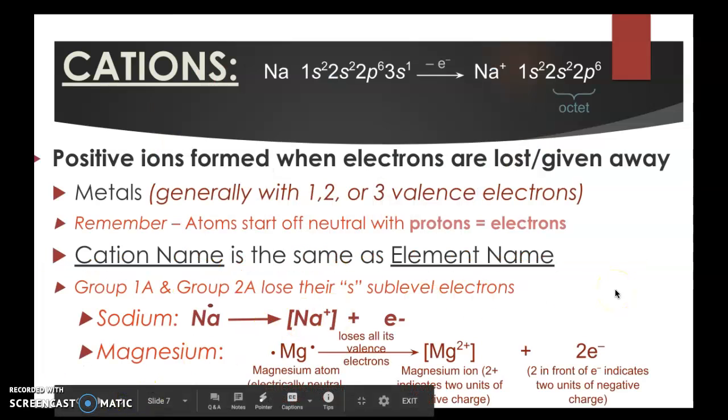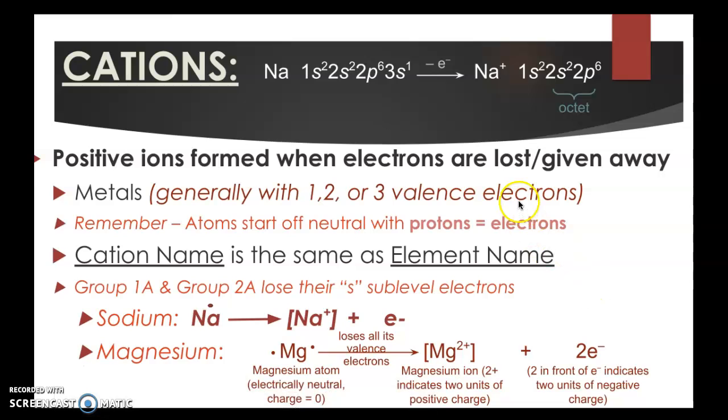Okay, now the last few slides for this section are about cations and anions and how they form. So you want to record all this information on this slide here. Cations are positive ions, and they're formed when electrons are lost or given away. This happens with metals, and they have 1, 2, or 3 valence electrons, and they're going to lose those electrons to get to the next energy level down, which has a full octet rule.